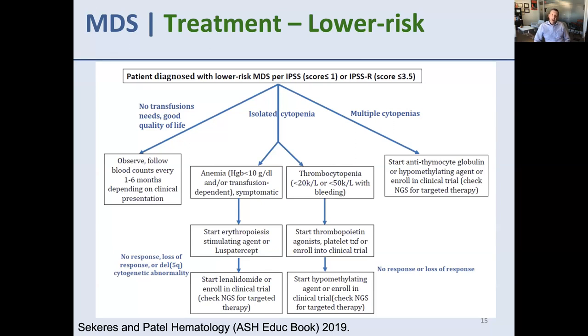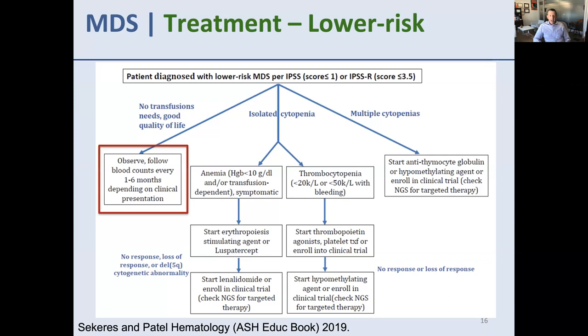On the other hand, I have some patients who come into my office and they have anemia. I have some patients who walk into my office, they have what's called thrombocytopenia, that's a low platelet count. And I have some patients who walk into my office and they have multiple cytopenias. So they might have anemia and a low platelet count, or anemia and a low white blood cell count. And this is how we determine what therapies we give to somebody with lower risk MDS.